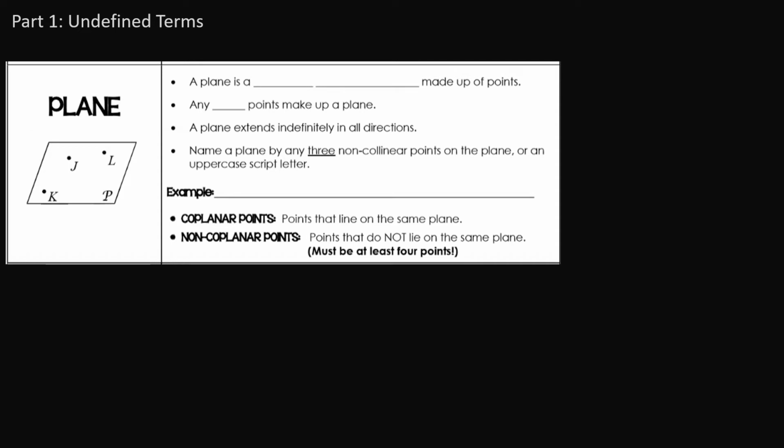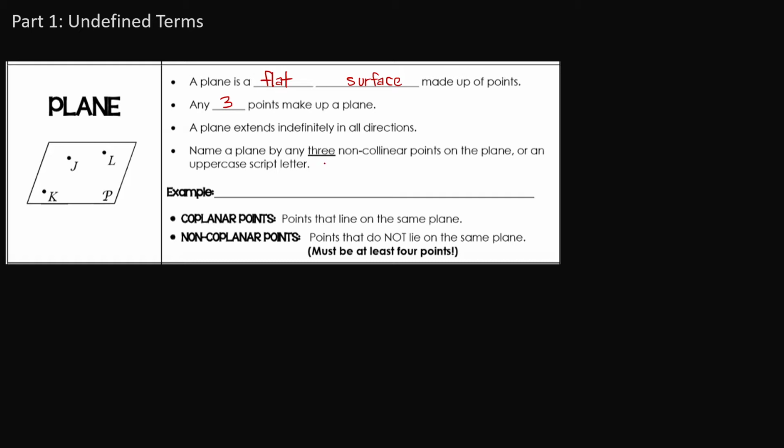And another undefined term we will be using this year are planes. A plane is a flat surface made up of points. Any 3 points make up a plane. And when we think of planes, it kind of looks like a sheet of paper. It's a flat surface, but honestly it goes on infinitely in every single direction. It extends indefinitely. It's a never-ending piece of paper, I guess we can call it.